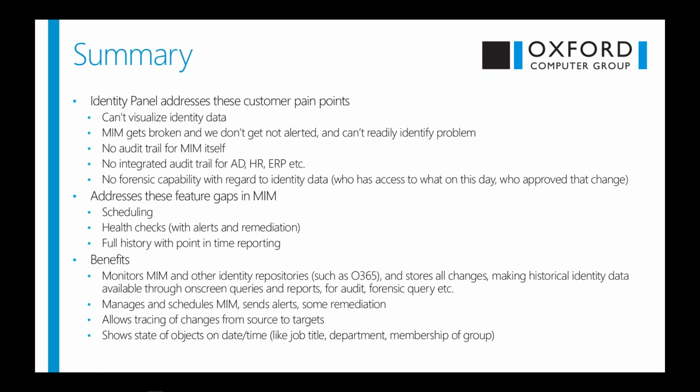Obviously, it allows tracing of changes from source to target. You saw that. You see the changes come in from one system, go out to the other systems, and importantly, you can see the state of an object at any date and time. And of course, these attributes like job title, department, and so on, and certainly membership of group, will typically affect the access that people get in different systems.